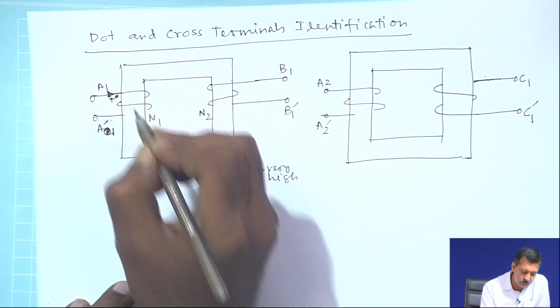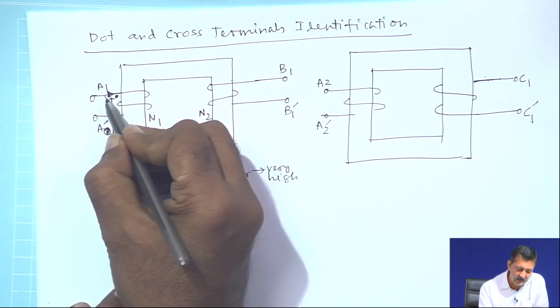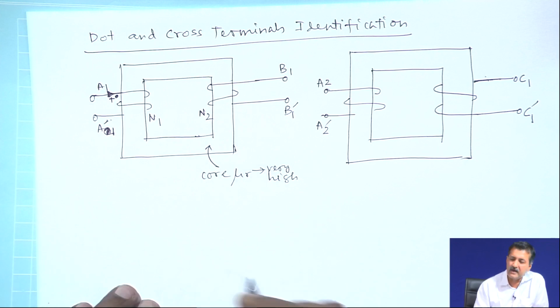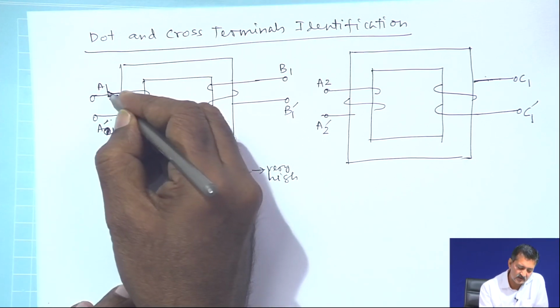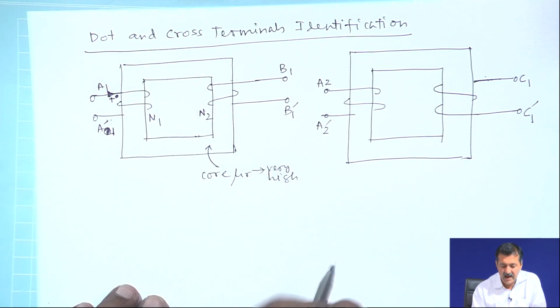And putting a dot at that terminal, referencing a current. I could have put the current direction the other way and also could have put the dot here. So, I am just referencing the dot I am putting here. Now, with respect to that, I will decide which terminal is dot in this case.